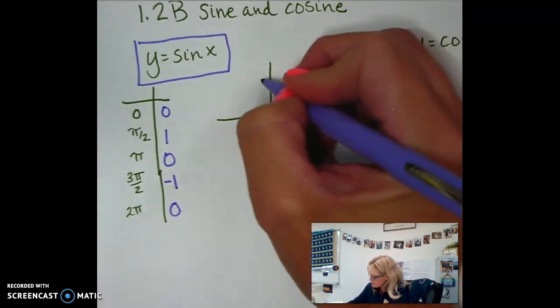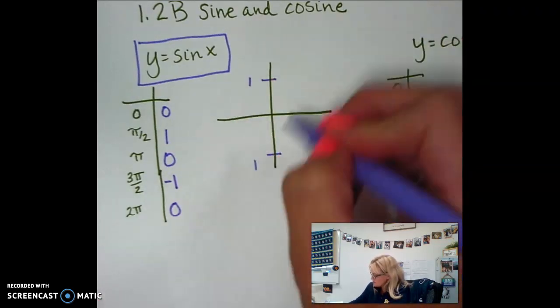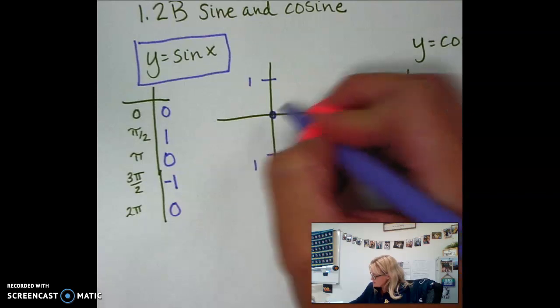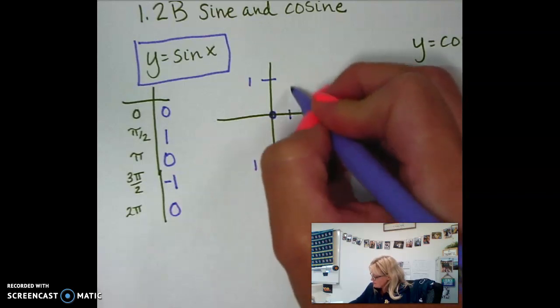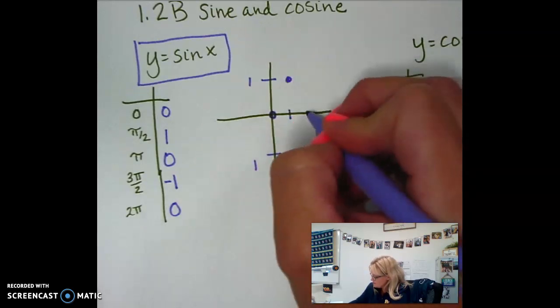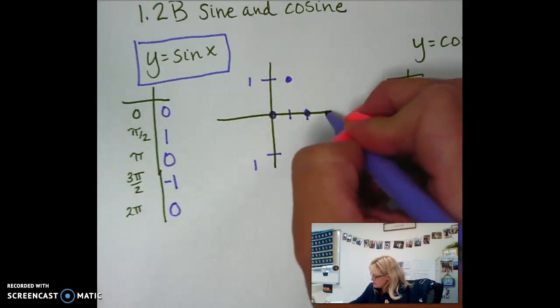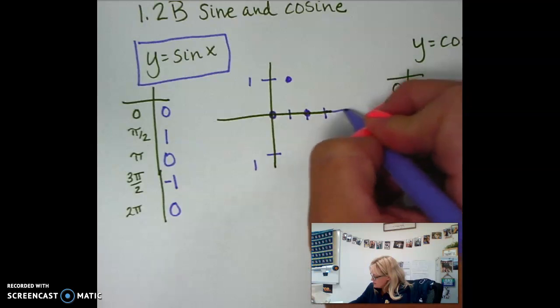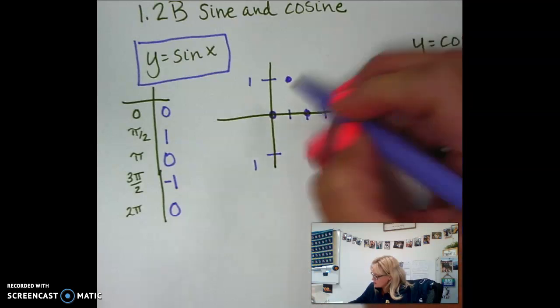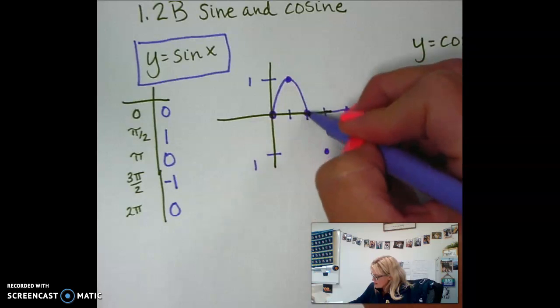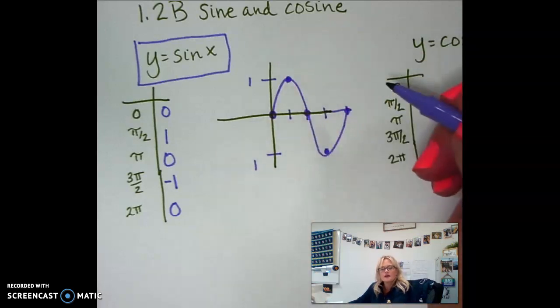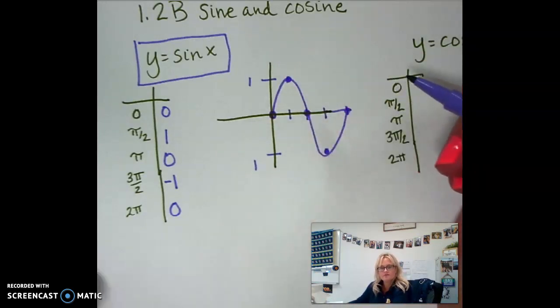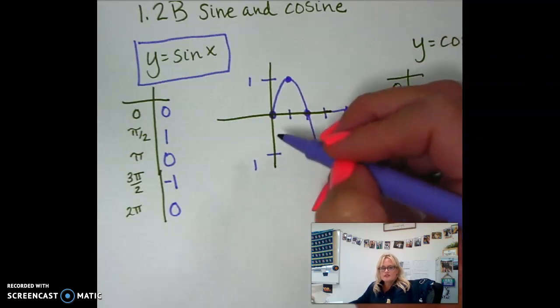So if we were to sketch a graph of what this would look like, we're at 0, 0. At half a pi, we're at 1. At pi, we're back to 0. At 3 pi over 2, we're at -1. And we are back to 0. And we're going to look at these graphs more in detail next week. Okay? So this is what we call the sine wave.